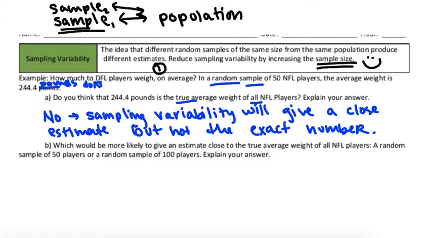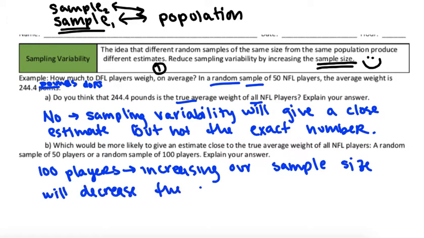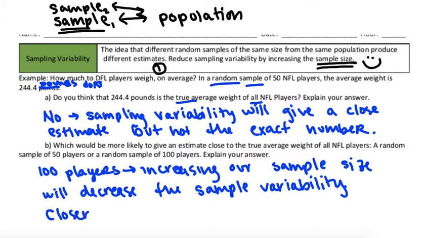On B, which would be more likely to give an estimate closer to the true average weight of all NFL players, a random sample of 50 players or a random sample of 100 players? We would want to use 100 players. And the reason would be increasing our sample size will decrease the variability in our sample. Okay, so if we've now decreased the sampling variability, this will give us closer to the true average.